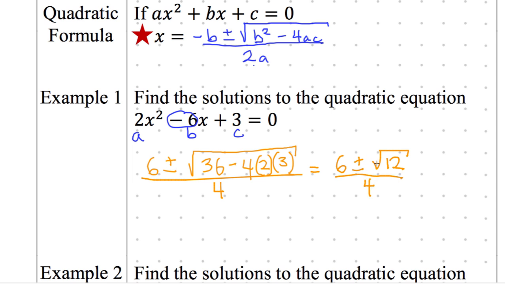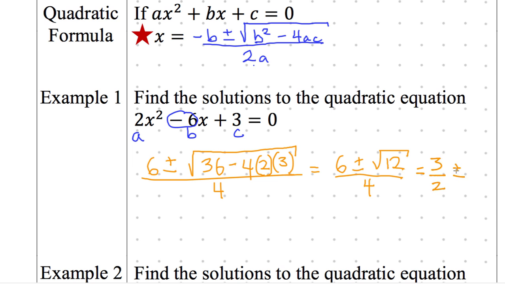Khan Academy doesn't usually leave it in this form. They actually break it into 2 different fractions, this being one fraction, this being the second fraction. So I'm going to do the same thing as well. It's just another way of doing the notation. So on the left-hand side, I have 6 over 4, but we can reduce that fraction. So 6 over 4 reduces to what? Yep, 3 halves. And then I still have plus or minus.